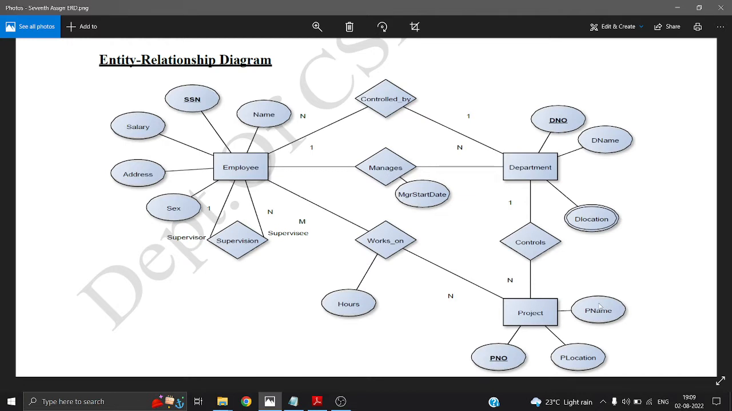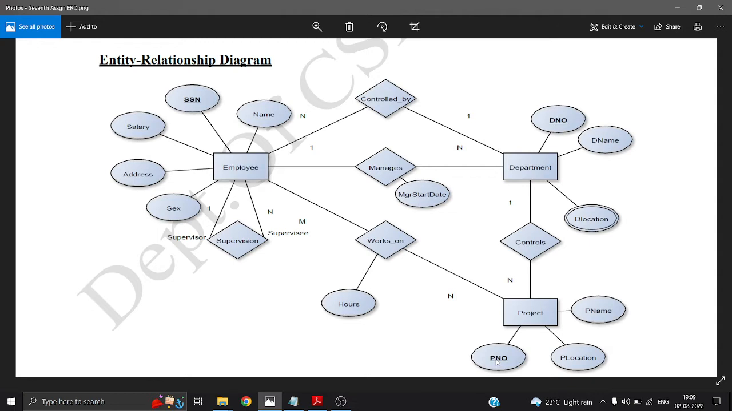And in these entities, some attributes are key attributes. Here in employee, we are having SSN, which is underlined, that is the key attribute. That is nothing but the primary key in the tables. In the department, we are having the department number. In the project, we are having the project number. So these are the key attributes.